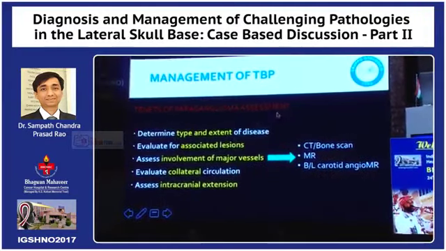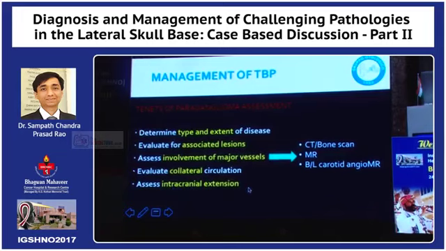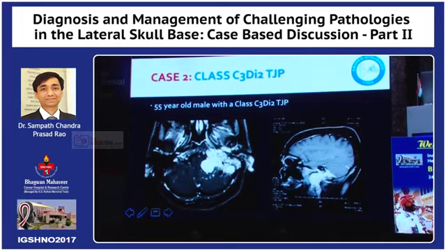So again, I go through the tenets of paraganglioma: extent and type, associated lesions, involvement of vessels, collateral circulation, intracranial extensions. This is a rather difficult case. It's quite obvious that the panelists will agree with me that it's a C3, D1, D2 tympanojugular paraganglioma. But in this case, there was also a vagal paraganglioma, which we will not really discuss because it has to be dissected. Because we're going down to the neck, we dissect the vagus as well in the same sitting. But what's more important is the carotid is here.